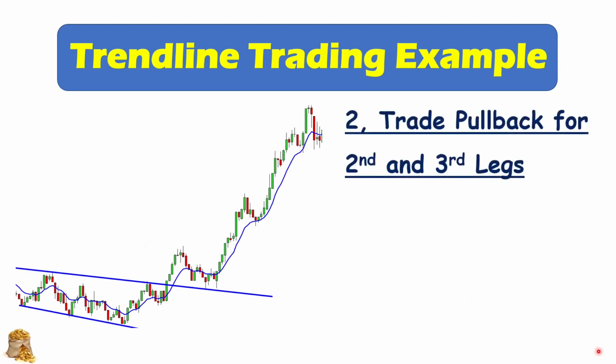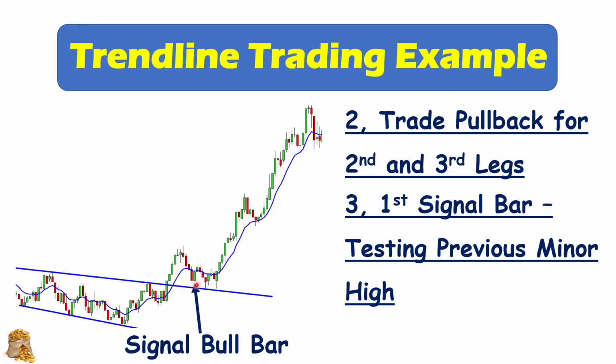For the trendline breakout, we're waiting for the pullback to trade the second or the third legs. So here, we can see there's a signal bull bar here. That is because this signal bar is testing the previous minor high here, and then it pulls back. That's why you can enter the market upon the close of this signal bull bar and then put the stop at the top of the high of the bull bar.